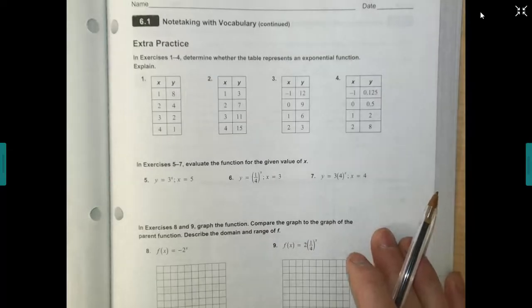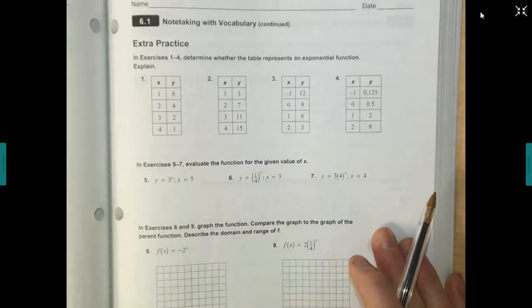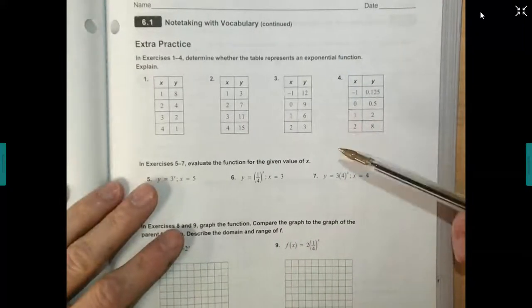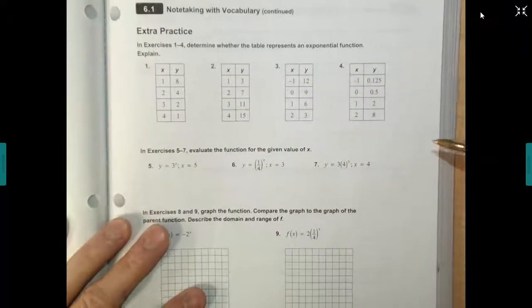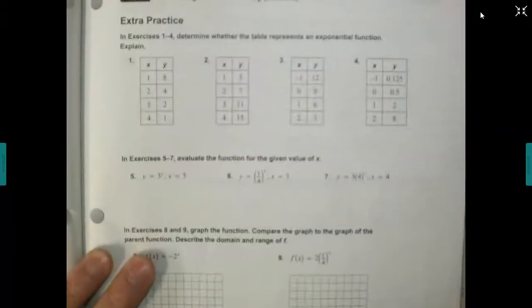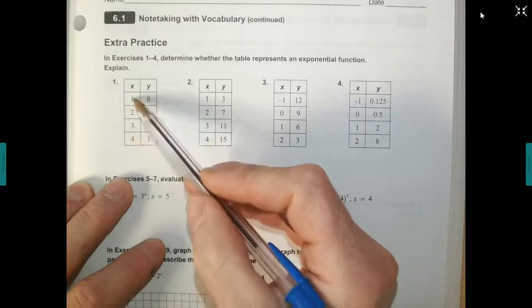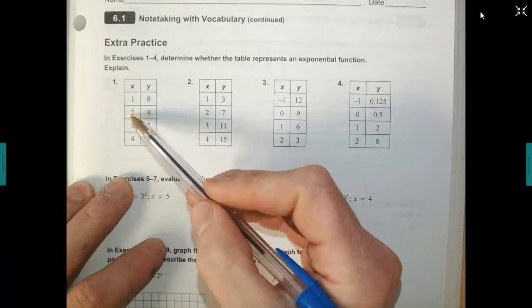All right. Let's go ahead and do some of our homeworks. How do we determine whether it represents an exponential function? Well, let's look. I'll do the odds. You can do the evens. Have fun with these. So, first I determine if I have a constant rate of growth on my x. And yeah, +1, +1, +1.